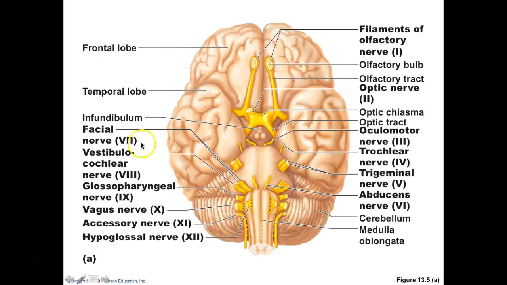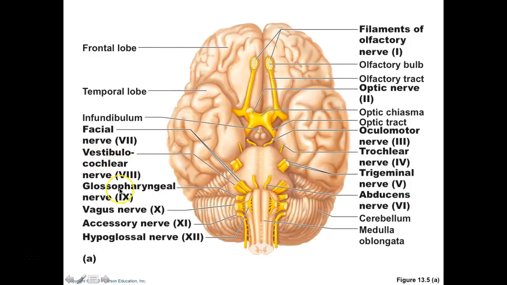Okay, so what does our facial nerve do? This is going to supply our muscles of facial expression. So if you're frowning, smiling, raising your eyebrows, facial nerve supplies those muscles. It'll also supply our lacrimal glands and salivary glands, and also part of our tongue as far as taste. Vestibulocochlear, that is going to deal with hearing and balance. So vestibule is referring to the balance portion, cochlear is referring to the hearing portion.